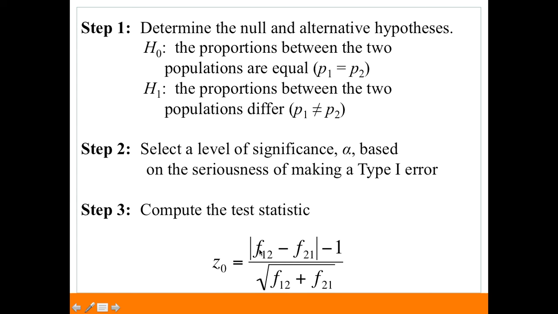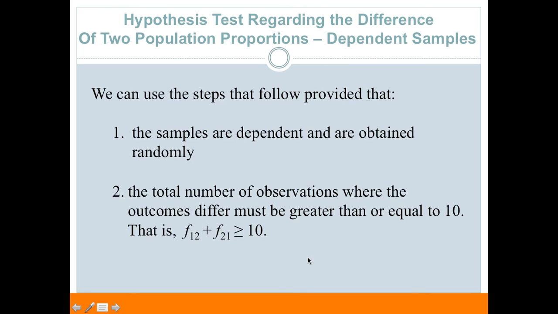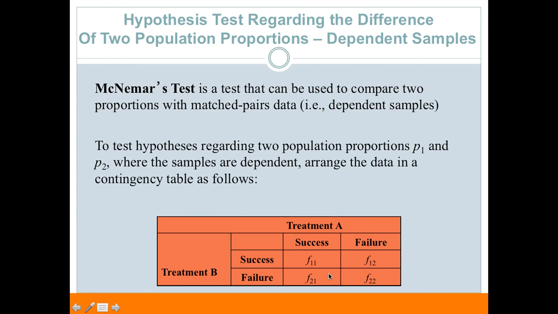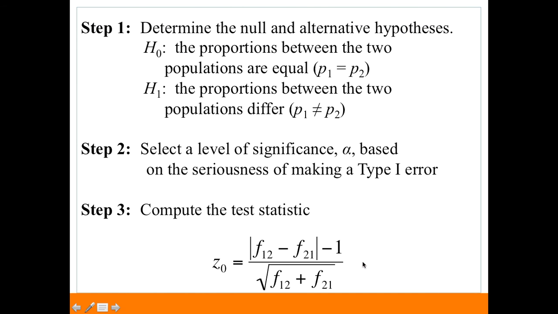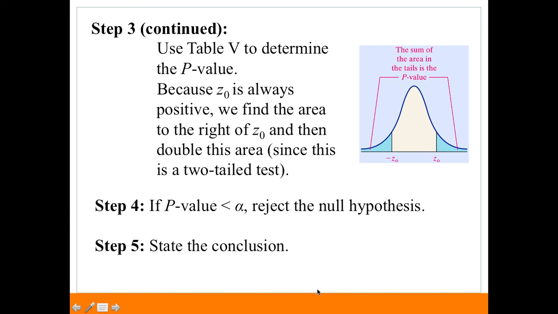Basically, you take the absolute value of the difference between F12 and F21, which, if we scroll back here, are our disagreeing cells where we have failure-success and success-failure. Then we subtract 1 from that, and then we divide by the square root of the sum. Then we use our normal table to determine the p-value.